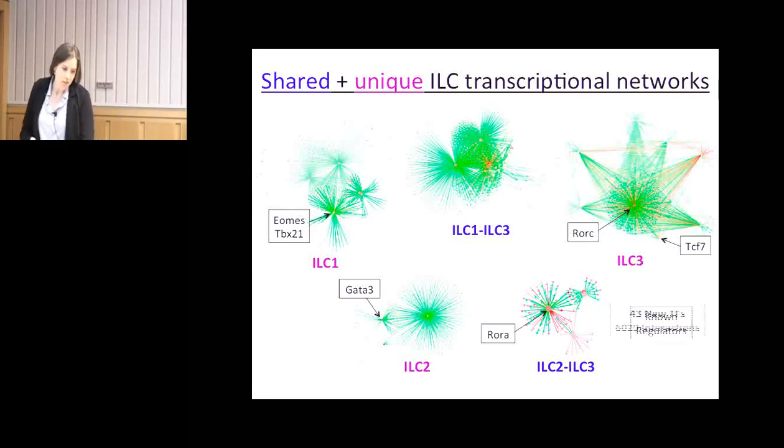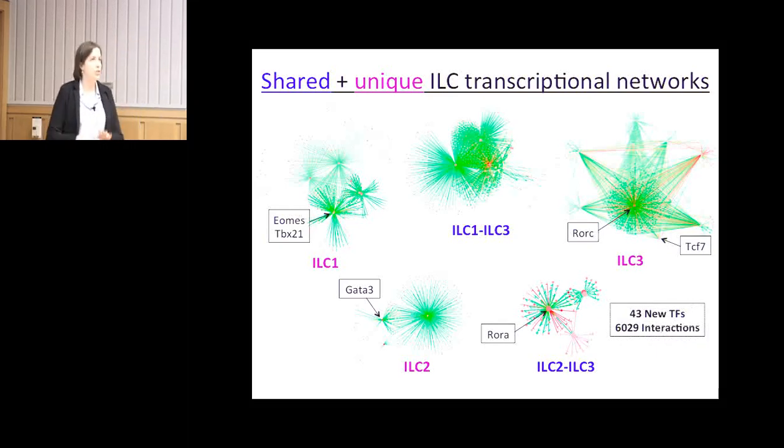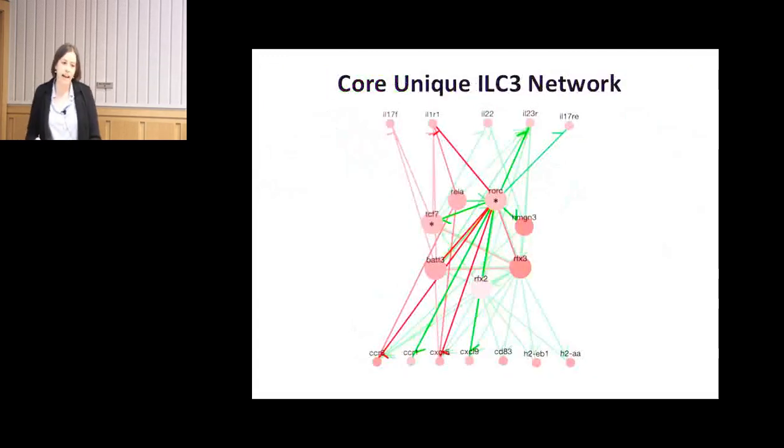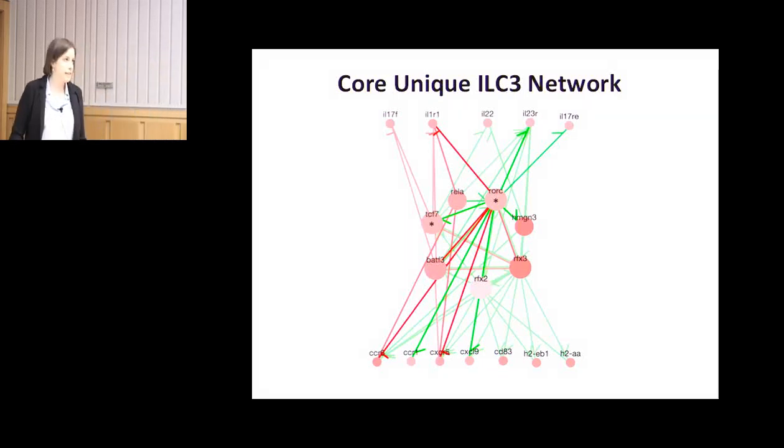And what was also very exciting is that we recovered 43 new transcription factors. And across these networks, there are 6,000 interactions. Here, just to zoom in, previously for ILC3s, ROR gamma and TCF7 were known to be master transcription factors. You can see that we've expanded the number of regulators, and these are some key ILC3 genes that we were pleased to see were in our network.